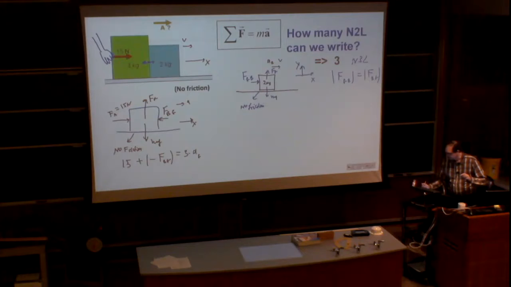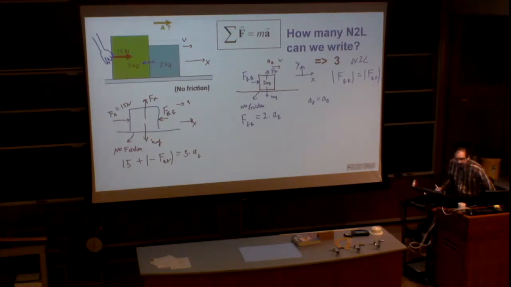Now we can write the law for this box. That unknown force and nothing else should be equal to mass times acceleration of this box. Now we have to say something about these accelerations. Say something about these two accelerations, please. You asking or telling? So tell it. They should be the same.